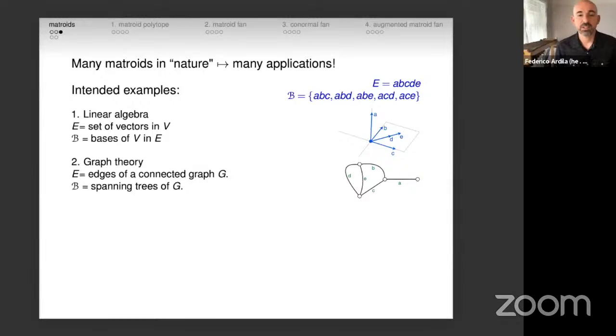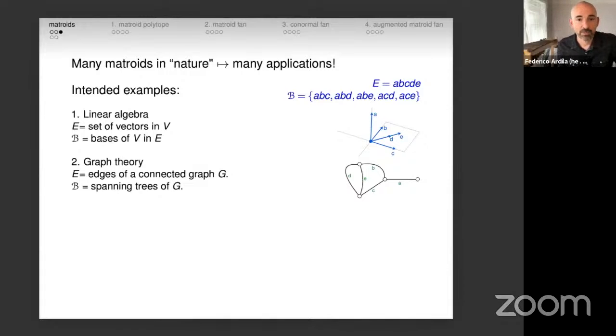So, as I already mentioned, in linear algebra, if you start with a set of vectors inside a vector space, and if you look at the basis of your vector space that you can form with your collection of vectors, then that's going to form the basis of a matroid. But there's an interesting observation, which is that graph theory also has a notion that satisfies the same properties.